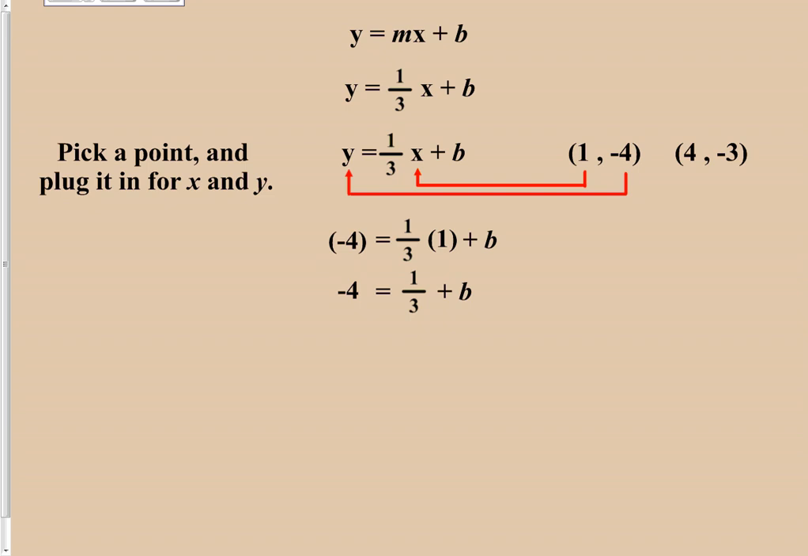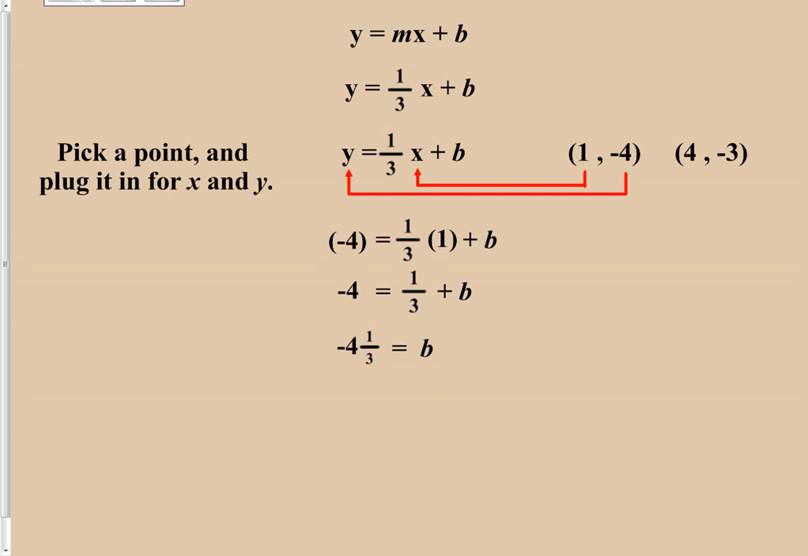Then the only thing left to really do is get the b by itself, which would mean we need to move the 1/3. It's a positive 1/3, so we can subtract it to the other side. And in this case, the subtraction is very simple. If you subtract 1/3 from both sides, we end up with negative 4 1/3 on the left side.